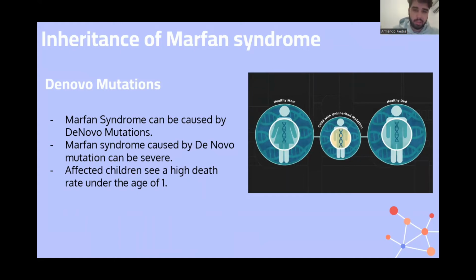Like I said before, it is a very severe case, and we see that a lot of children die under the age of 1 when they have de novo mutated Marfan syndrome.